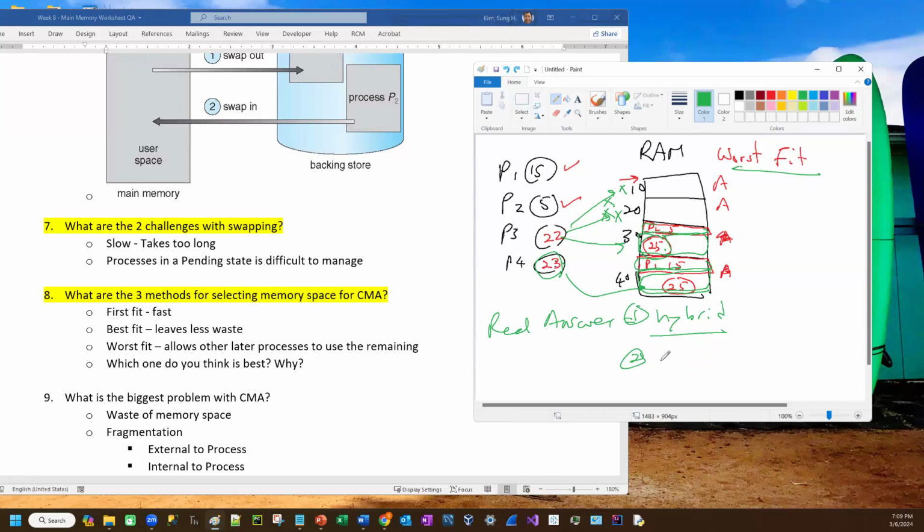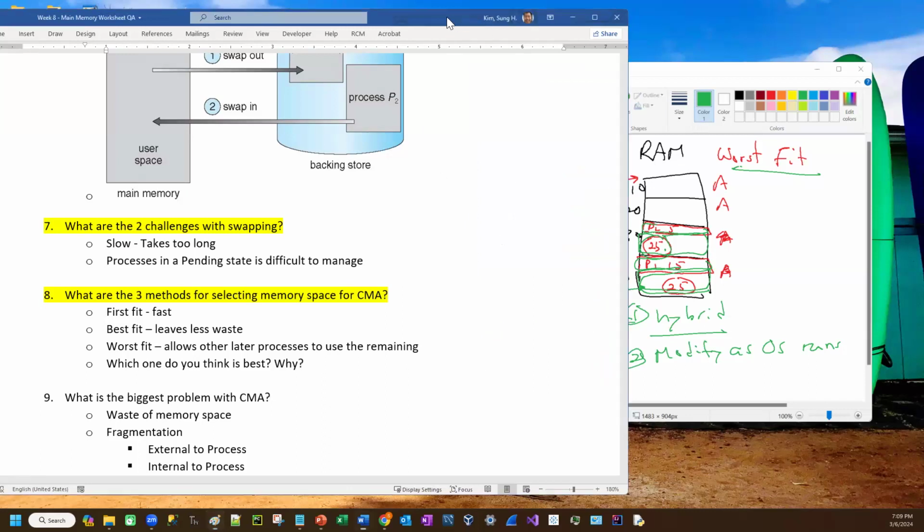To change or modify as the OS runs, right? So depending on how the user is using the programs, you want to adjust, okay? Because you don't want to just pick one and hopefully it'll work the best, because it won't. So in reality, this is what we do. Okay, hope that makes sense.